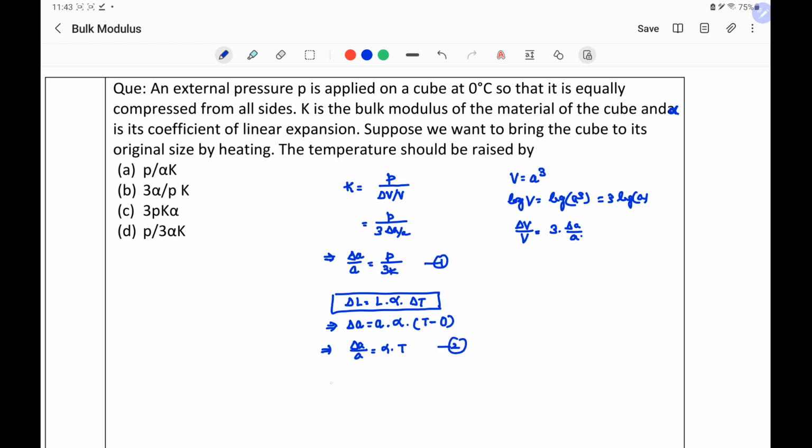Now equating equation number 1 and 2, we have alpha into T equal to P by 3K. This implies that T will be equal to P by 3K into alpha. So option D is the correct option.